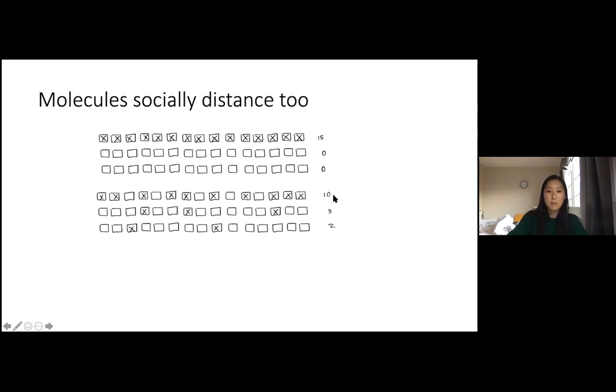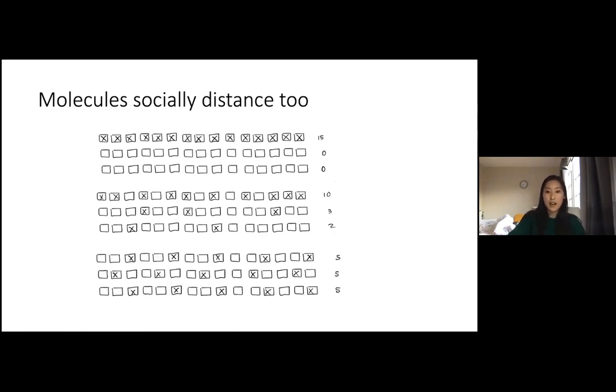Now there's 10 people in the first row, 3 people in the second row, and 2 people in the third row. And this is better because there are people in each row, but the most ideal situation is to have 5 people in each row. And so I think about molecules being the same way. They want to be as spread out and far away from other molecules as possible.